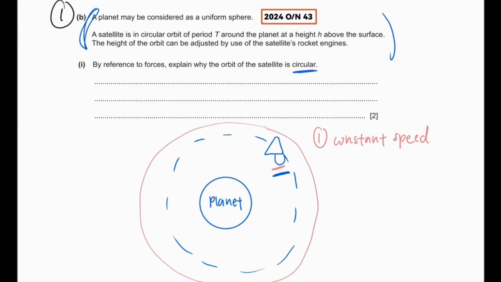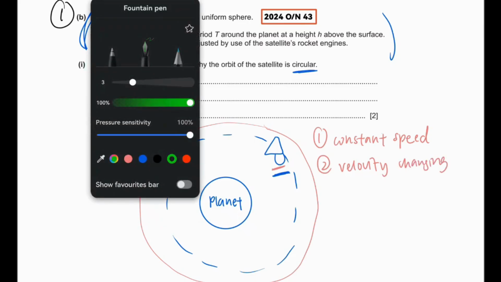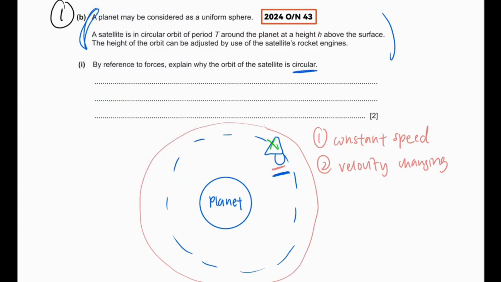That means it's moving at the same speed, say 30 kilometers per hour. It's moving at 30 kilometers per hour throughout its motion. However, the velocity is changing. The question is, why is the velocity changing? Because the direction of velocity is changing.